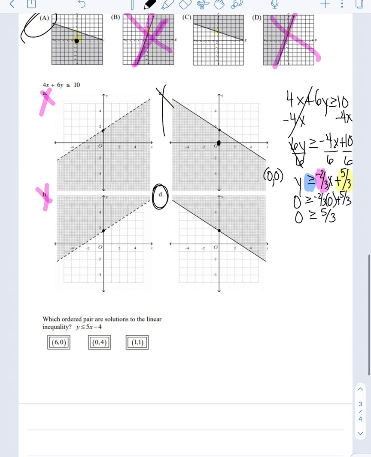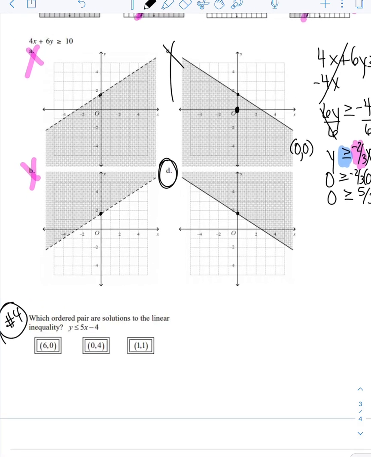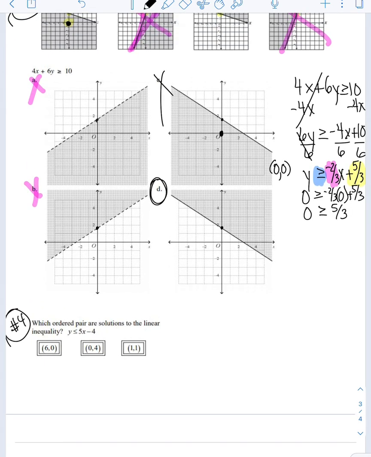Then you're going to run into something that looks like this. Here is our fourth and final example. I didn't label the others, but this is our last example. Which ordered pairs are solutions to the linear inequality? Well, we've been doing test points this whole lesson. These are just test points, and the one that makes the inequality true is a solution.